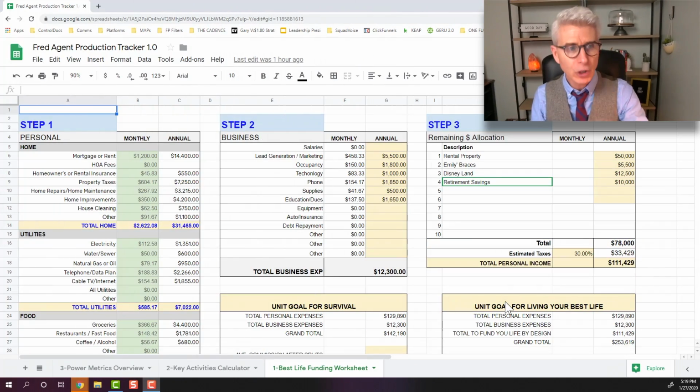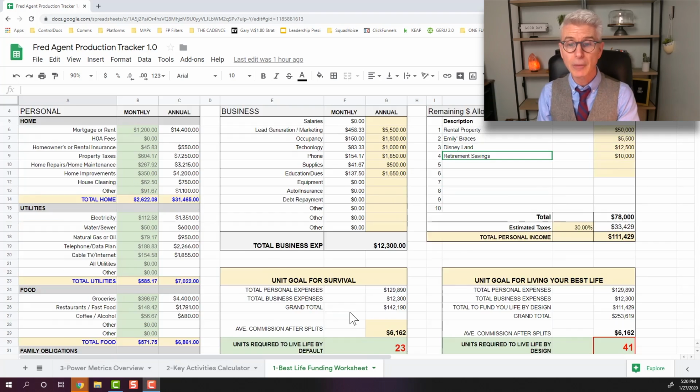Okay, in our last tutorial, we were talking about the Best Life Funding worksheet, and we went through Fred Agent, his example. And again, you're in your Agent Production Tracker. It has 3 tabs. The first tab is your Best Life Funding worksheet. The second tab is your Key Activities Calculator. And your third tab is your Power Metrics Overview. And we just went through your Best Life Funding worksheet.